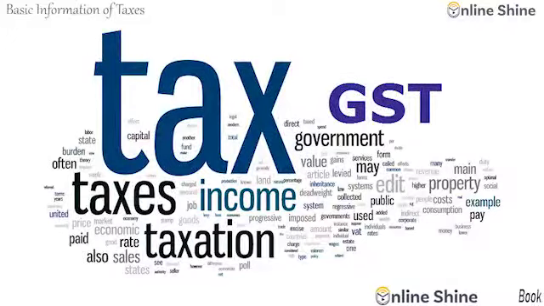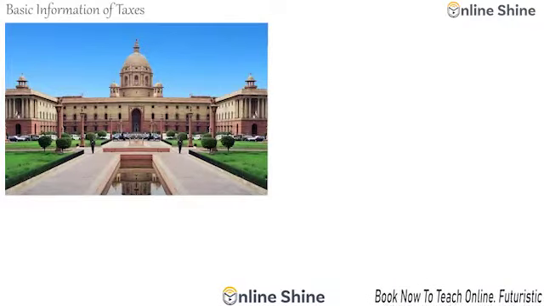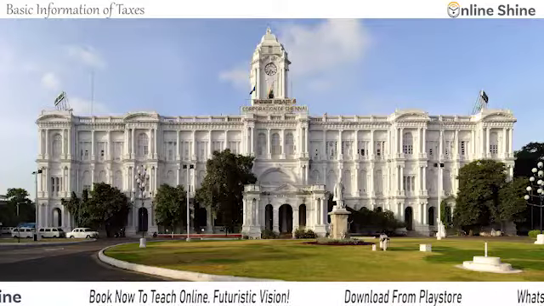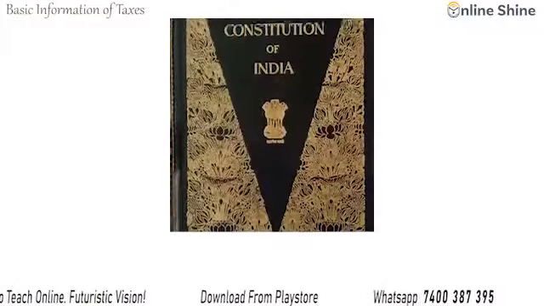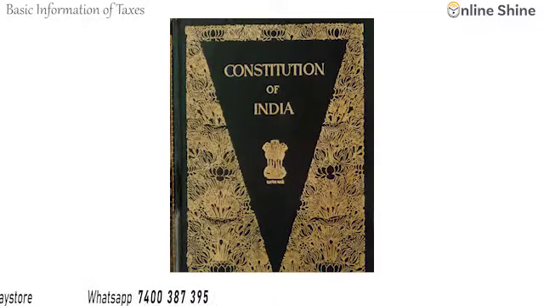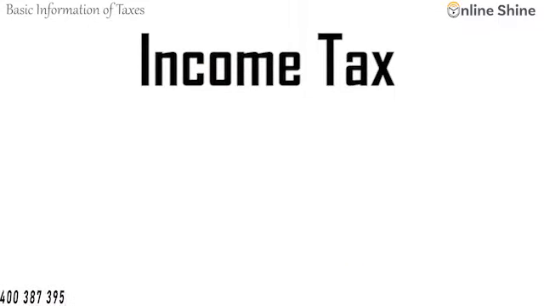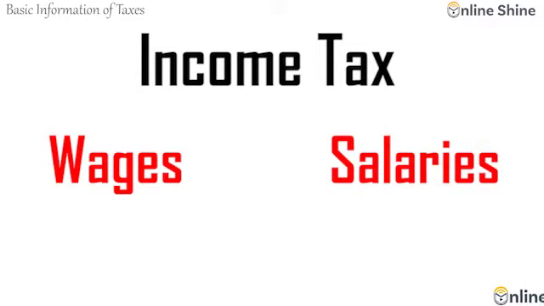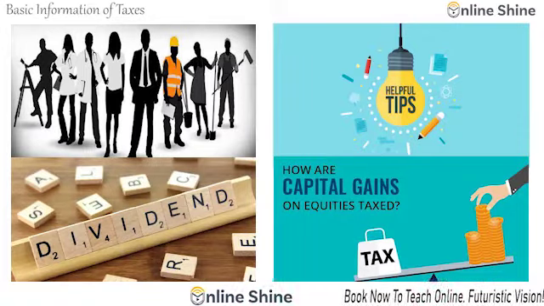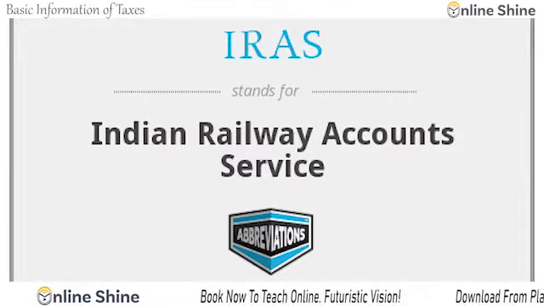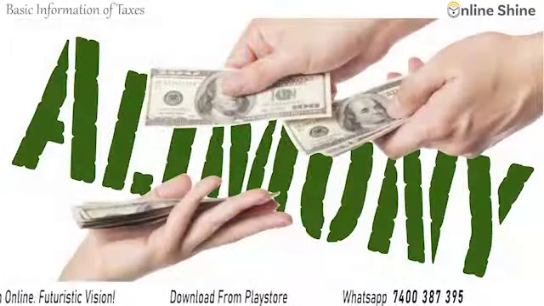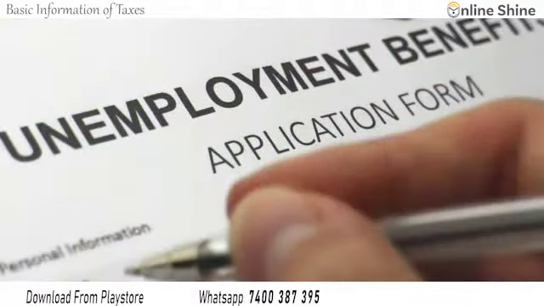Taxes in India are levied by the central government and the state government, and also sometimes by the municipality. This authority is given by the Constitution of India. The government spends the money according to its budget. Income includes wages and salaries from employment, tips, dividends, capital gains from investments, payments from the Indian Railway Account Service, that is IRAS, alimony payments, and unemployment checks.